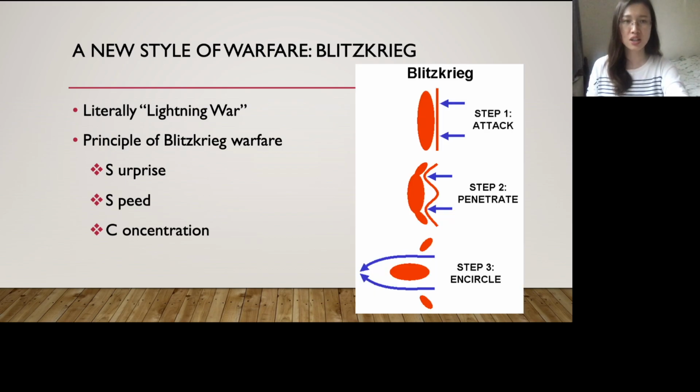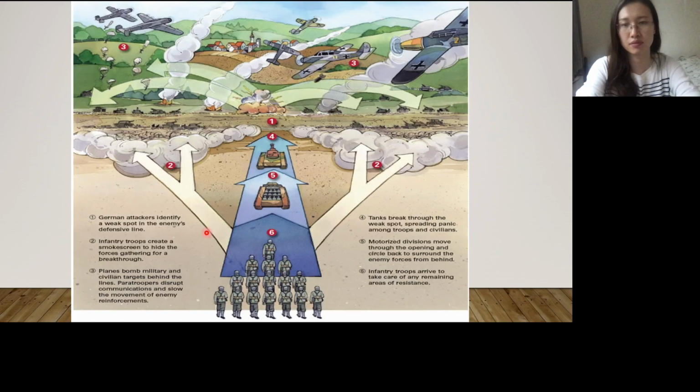And concentration is because when they try to attack one place, they always first identify a weak point instead of just sending people to the front line. They always have one or two focus points to concentrate a heavily armed army to attack. And then step 2 is penetrate, and then encircle. So you can see this is a very new style of military strategy at that time.